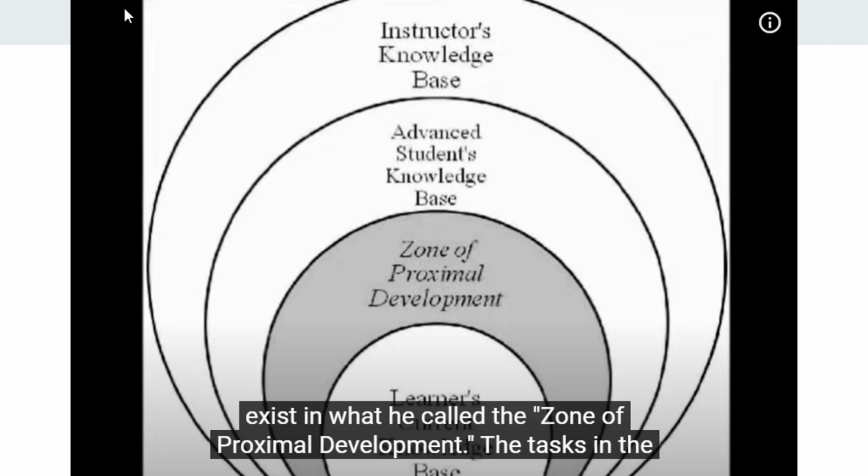Essentially, the zone of proximal development talks about if we're teaching children something, we want them to learn something. Let's say we want them to learn how to tie their shoes. We're not going to start and say, oh, today we're going to tie our shoes. We're going to break it down into little bitty steps.